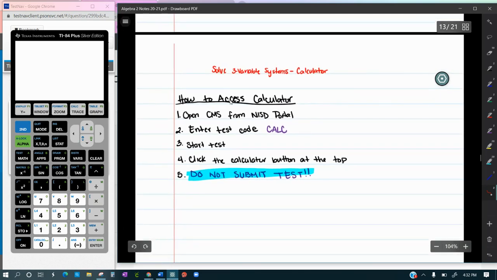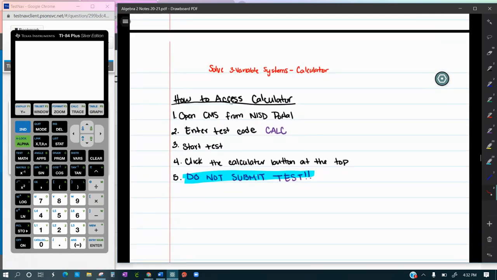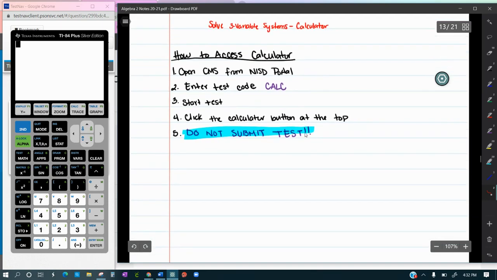Okay, so that is how you access your calculator when you need it. You don't need it for a lot of things. We do need it, however, to solve systems with a calculator. So let's talk about how to actually do that now that you can access the calculator.